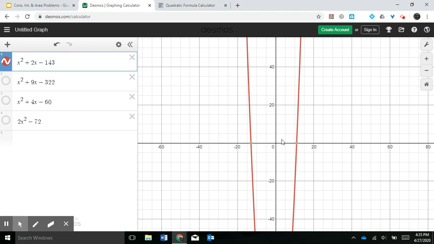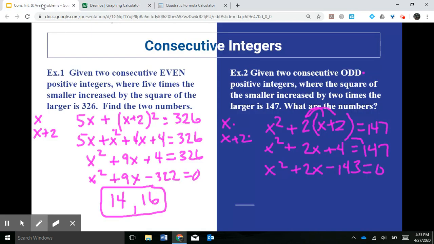Again, what I'm looking for is I'm looking for the two zeros. There's the positive one, and there's the negative one, right? I'm going to ignore the negative one because the problem said had to be a positive number, so my first number is 11. So my first number is 11, and my second number will be 11 plus 2, 13.